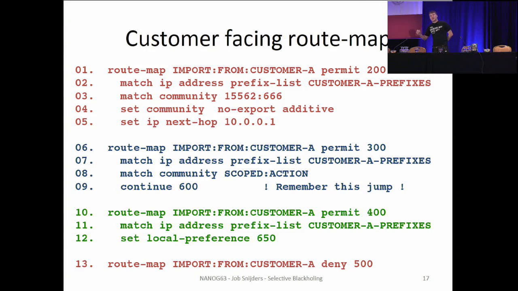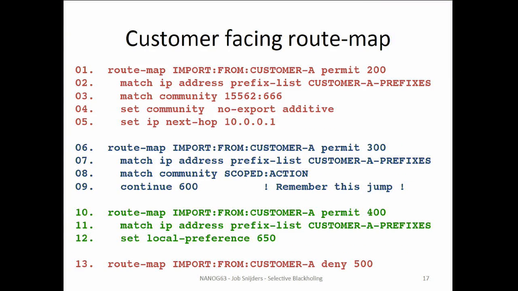On the customer side of things, the routing policy that receives updates coming from your customers, we have to do a few tests before we can admit a selective blackhole route or not. Stanza 200, the first one in red, is just classic blackholing. If the customer is allowed to announce the prefix, then they're allowed to also blackhole the prefix, and most of you guys probably have this implemented.